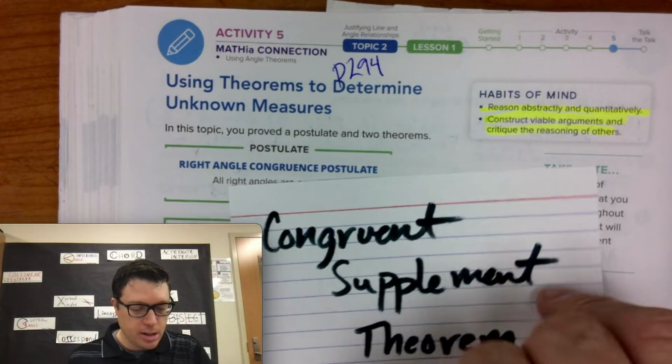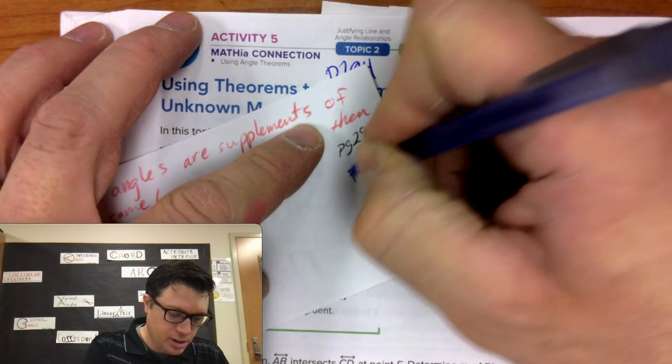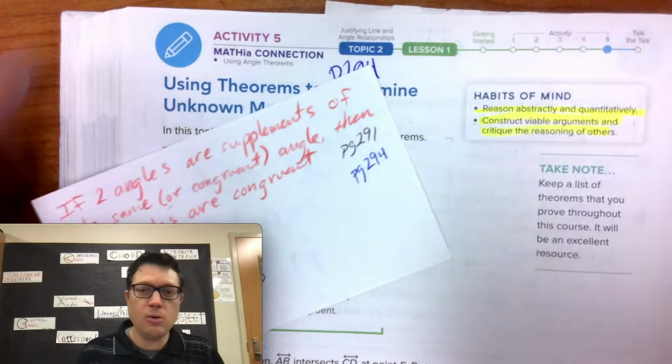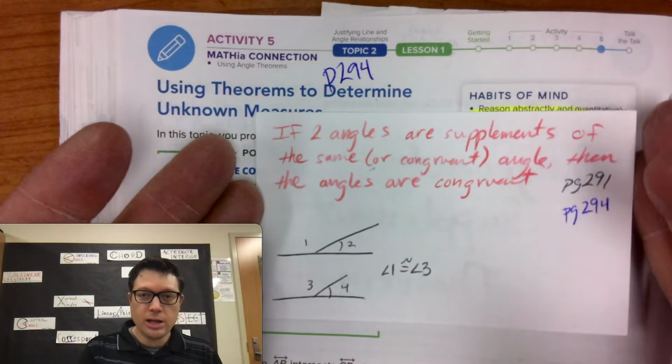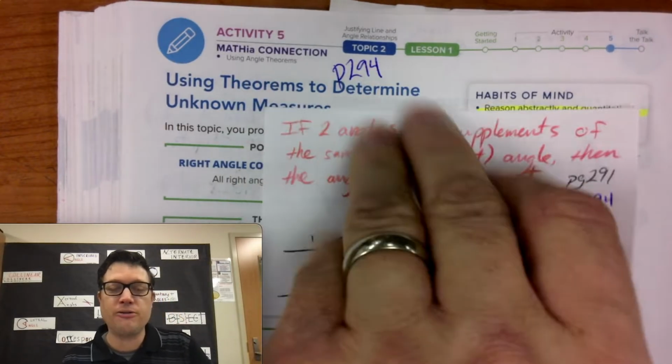Congruent Supplements Theorem. So Congruent Supplements Theorem is from page 291, but we're also mentioning it now on page 294. So on the back of the card, let's go ahead and have the definition. Let's have an example. And let's put the page numbers where you're able to find it.